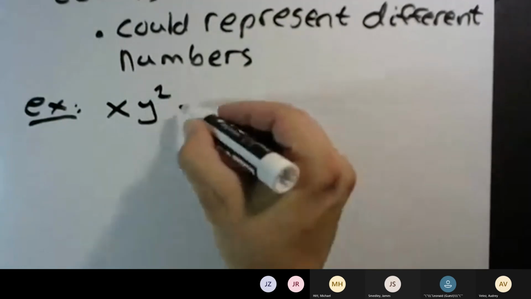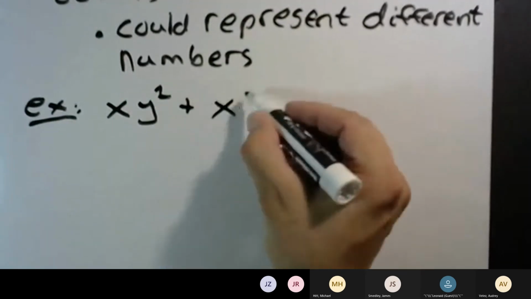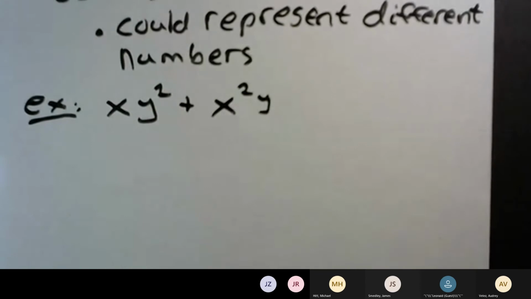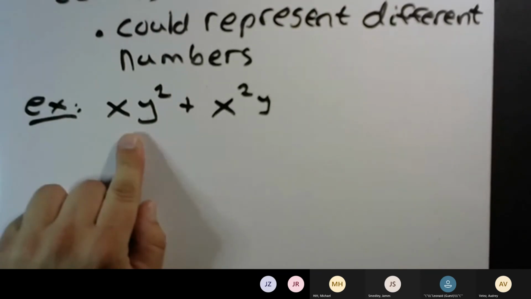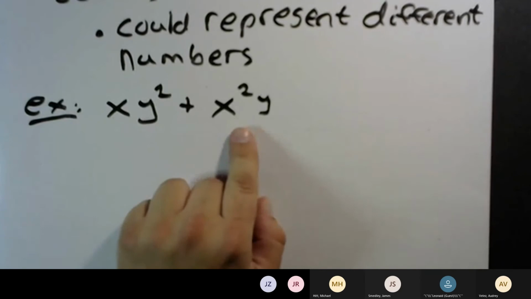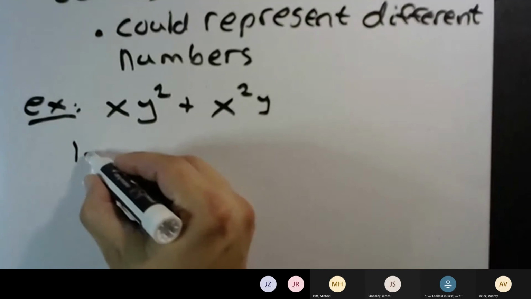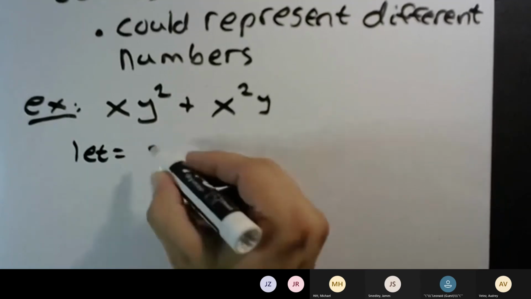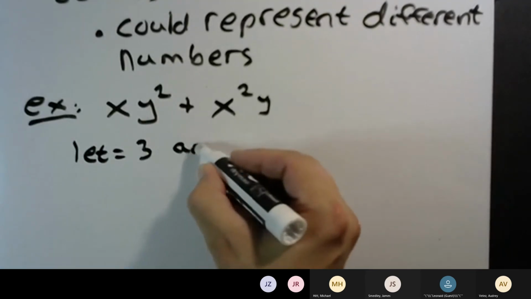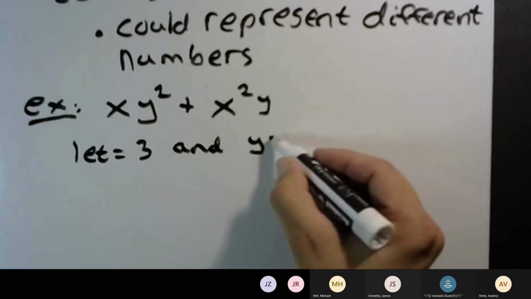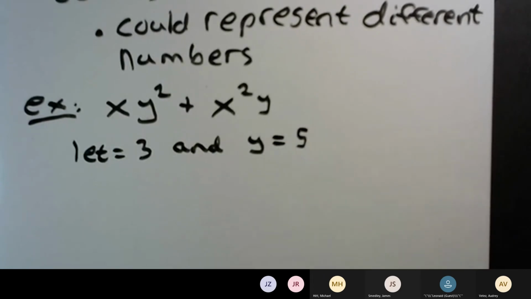xy squared plus x squared y. Now these are two different types. This is a type xy squared, and this is a type x squared y. So let's say we do this. Let x equal 3 and y equal 5.